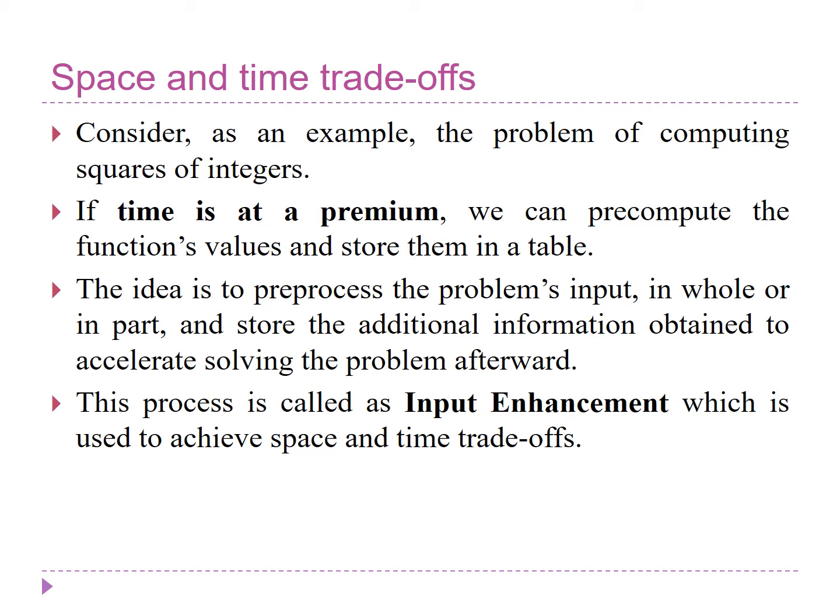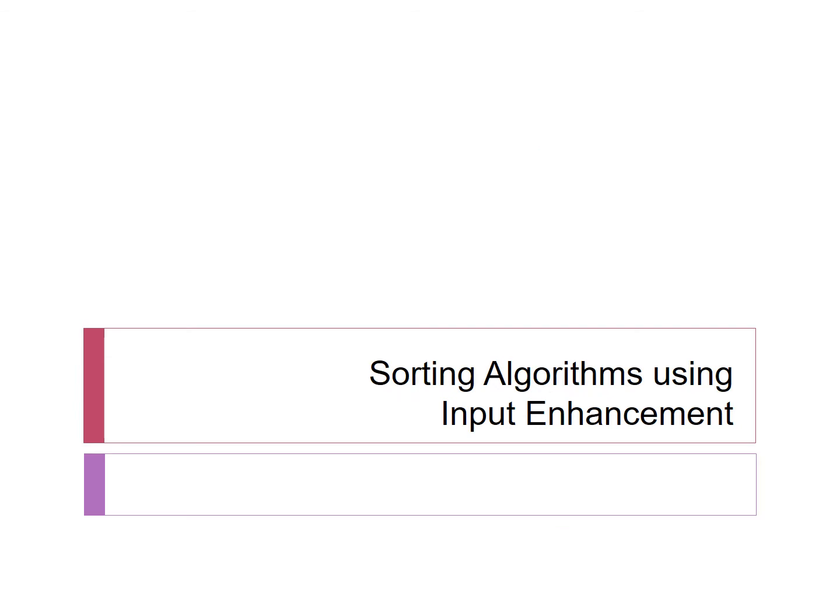The idea is to pre-process the problem's input in whole or in part and store the additional information obtained to accelerate solving the problem afterwards. This process is called input enhancement, which is used to achieve space and time trade-offs. Let us discuss two sorting algorithms using input enhancement.